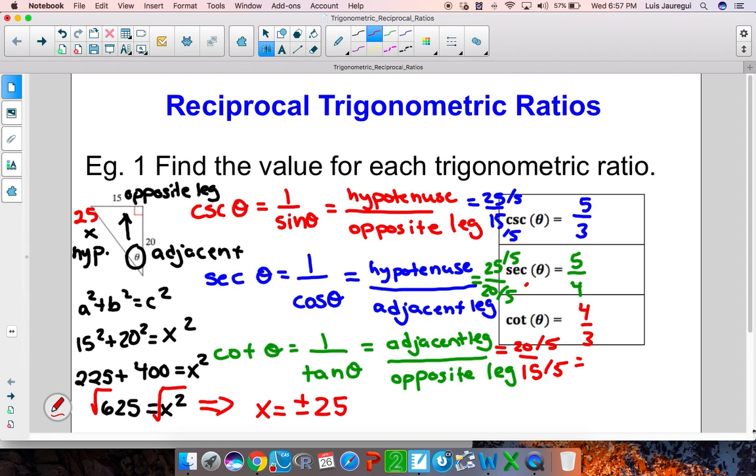Okay? So in a nutshell, we just needed to know the actual definitions for the reciprocal trigonometric ratios, and we needed to figure out what was the missing length here by using Pythagorean Theorem. Once you have that information, we just substitute the values and simplify our fractions into the lowest terms, and that will allow you to come up with these 3 trigonometric ratios. Okay? Now let's go ahead and take a look at another example.